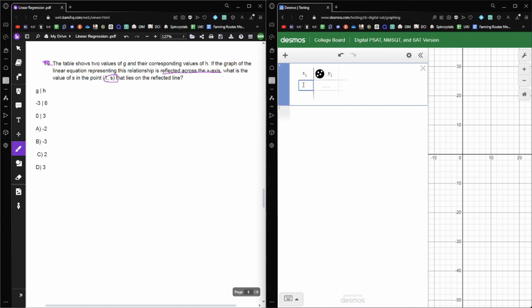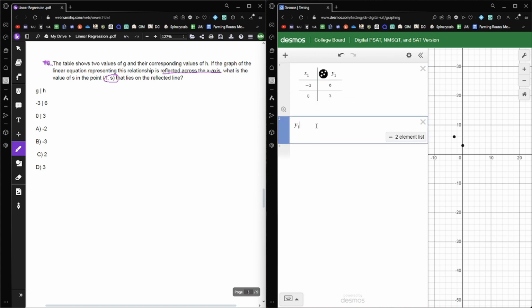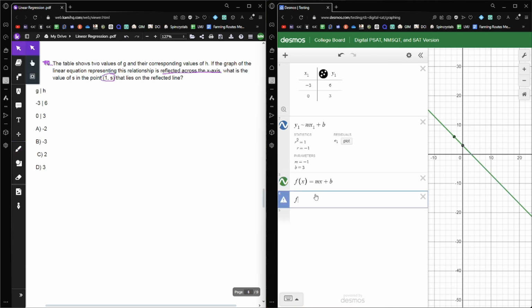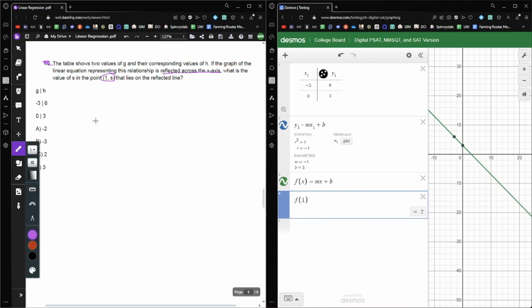So they do give us a table. I'm going to put these points in, (0, 3), and then I'm also going to do the regression. F of x is equal to mx plus b. Now I'm going to find the point (1, s). So f of 1, and we get that it's 2. So on the original line, it's going to be (1, 2).